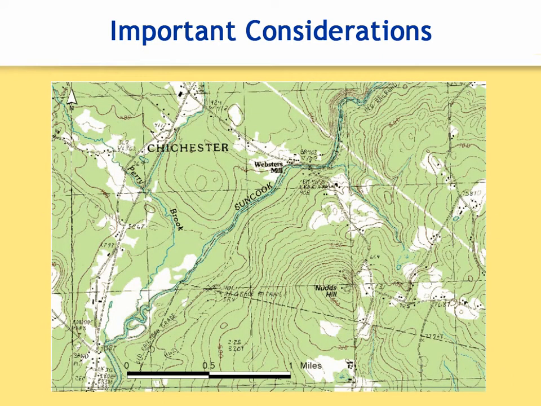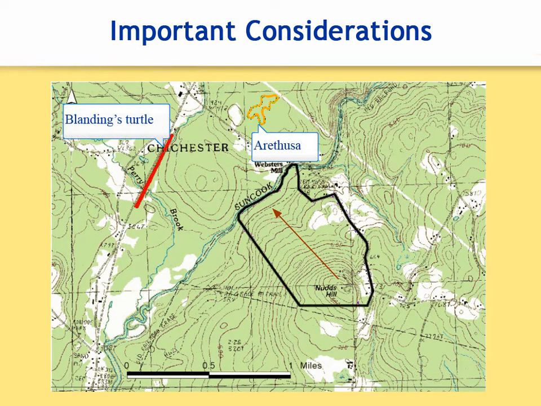We'll take one more look at the example of a cell tower proposed on the top of Nuds Hill. Topographic location tells you where water flow may carry sediment or pollution, either during construction or afterwards. For example, there are no streams shown on the hill, but the contour lines show a couple of drainages coming down toward the river. It also suggests that the Blandings turtle and Arethusa populations, being on the other side of the river, will not be directly impacted.